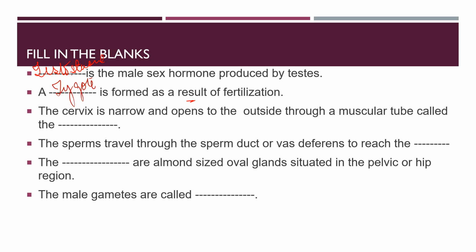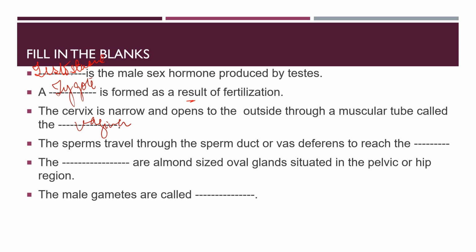Now the next one, the third one, is the cervix is a narrow passage and it opens to the outside through a muscular tube. What is that muscular tube called? Just think first, and then let us try to recall, and then I'll discuss the answer. So the cervix is narrow and it opens to the outside through a muscular tube called the vagina. Okay, it is the vagina.